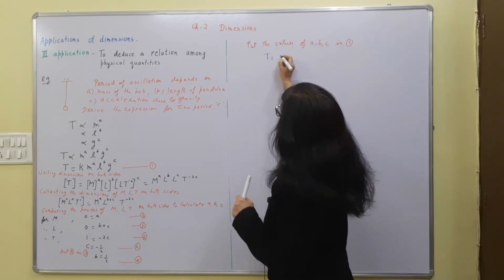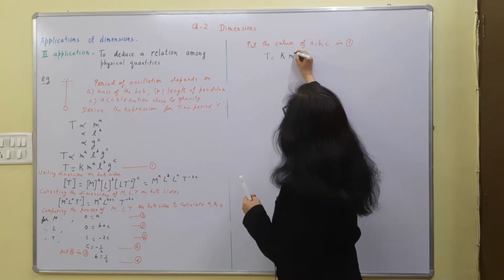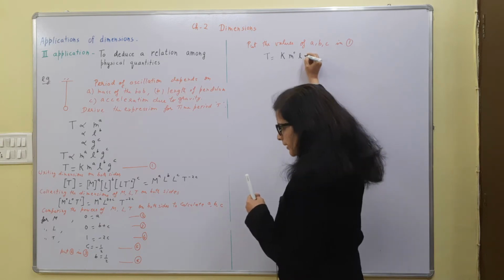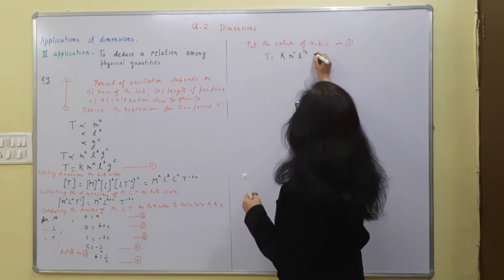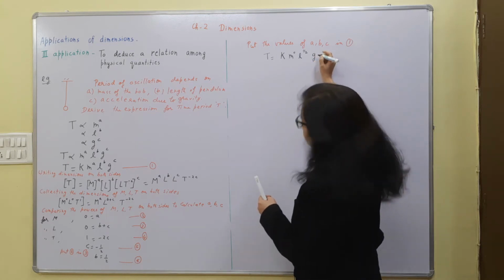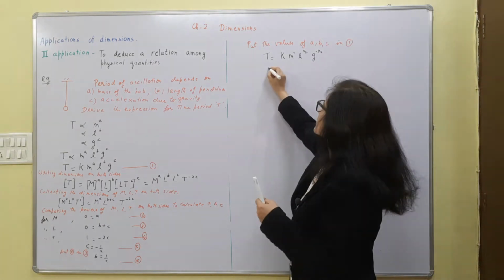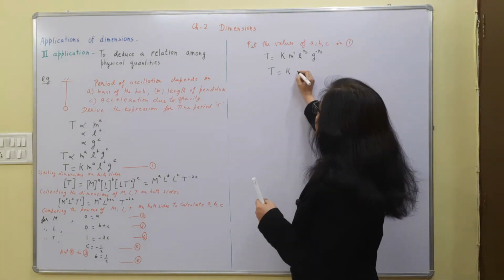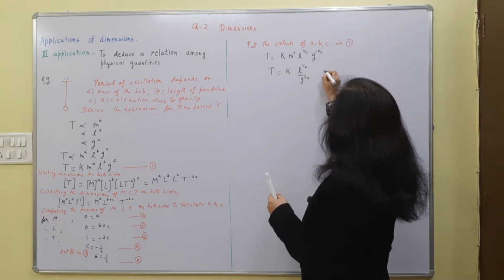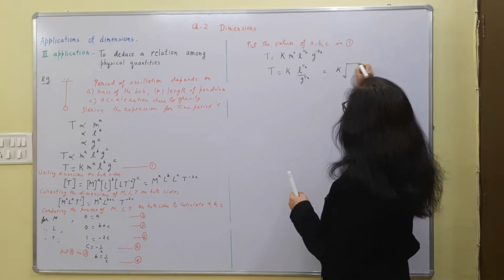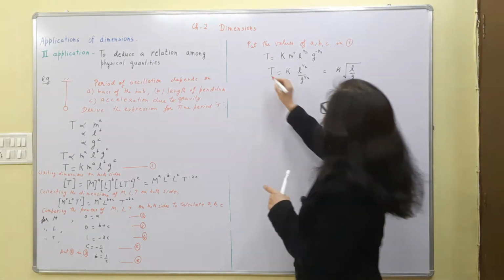T is equal to k M to the power a. a is how much? 0. L to the power b. b is how much? 1 by 2. g to the power c. c is how much? Minus 1 by 2. So you can leave your answer here also. But for further simplification, if you want, we can write it like this: L to the power 1 by 2 upon g to the power 1 by 2. And this can be written as k under root of L upon g. So this is the required formula.